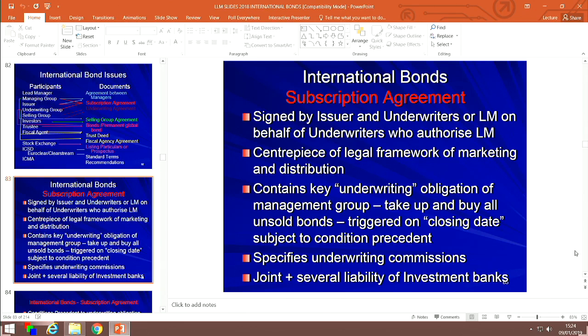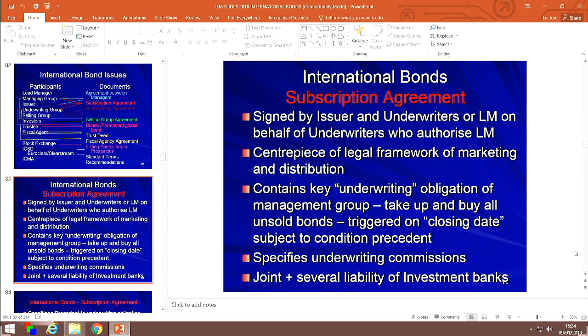If the bonds are not sold, let's say 20% of the bonds remain unsold on closing date, the issuer has a right to demand under the subscription agreement for any of the underwriters to take up and pay for that unsold 20%. It's not something that it is only allowed to do by asking all of the underwriters. It can ask any one underwriter to do it.